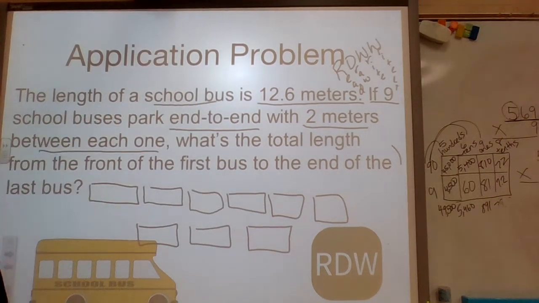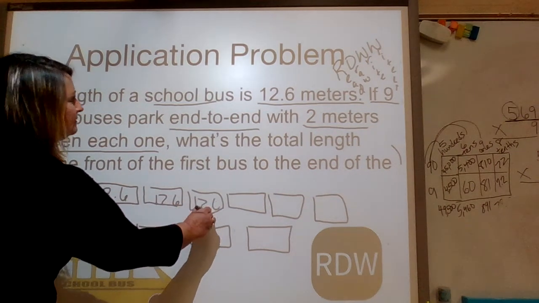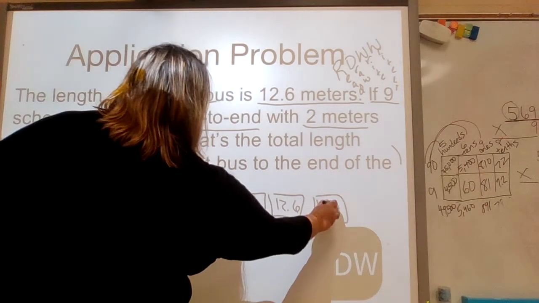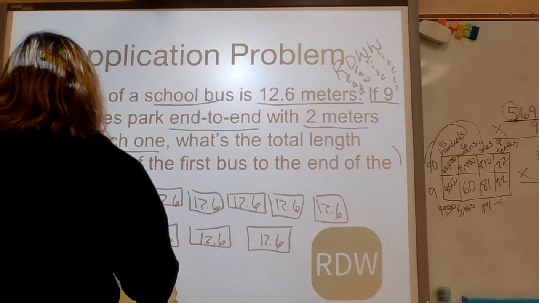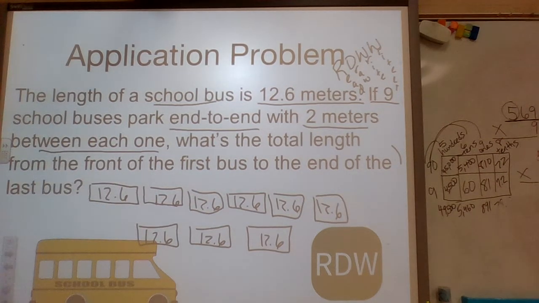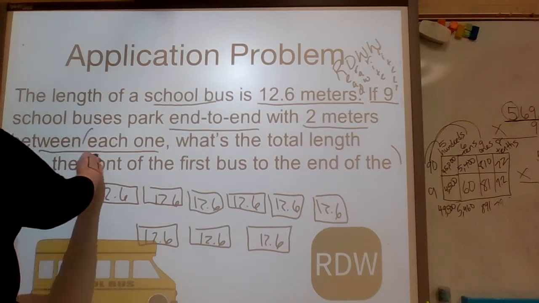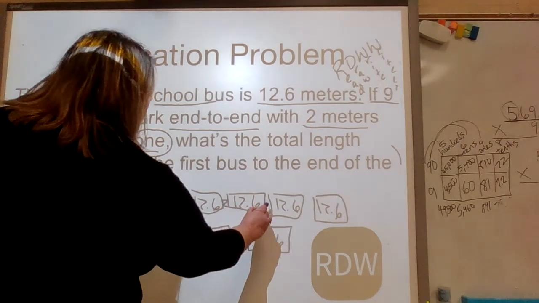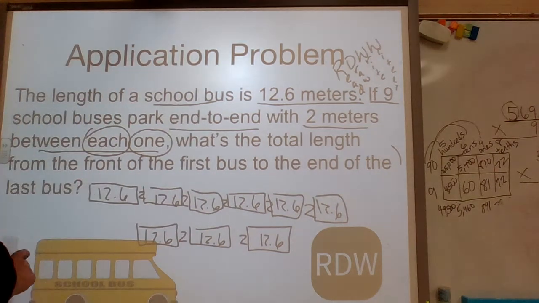And I know that each one of these school buses is 12 6/10. That's what they measure. Okay. And then what other information do we have here? School buses park end to end with 2 meters between each one. So between each one of these, it's going to be 2 meters. So I'm going to put 2 meters between each one of those.